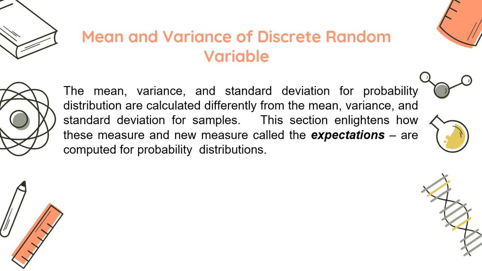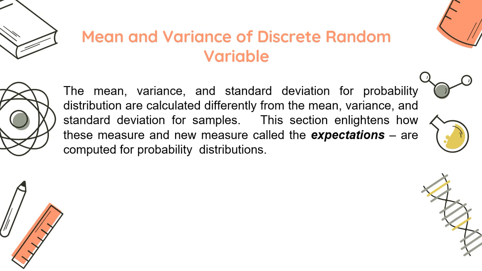This is the last video for our discussion in random variables. We have the mean and variance of discrete random variables together with some special discrete probability distribution. So let's start with this one.